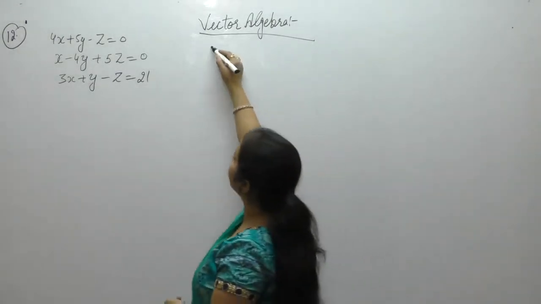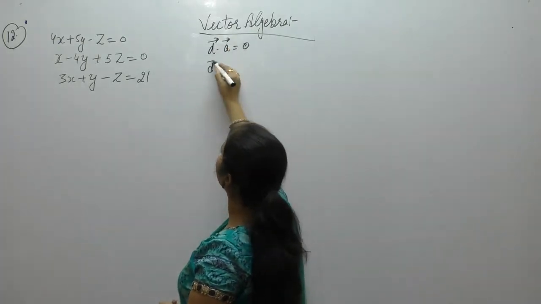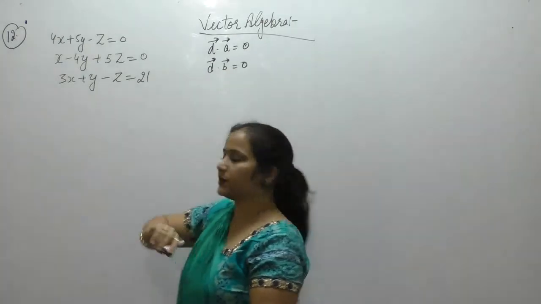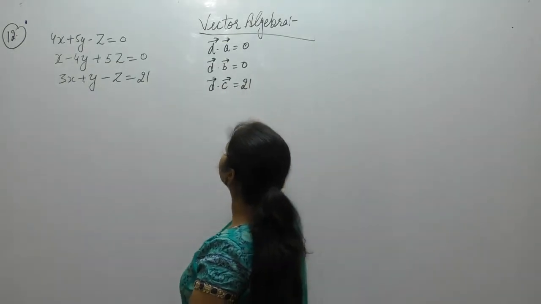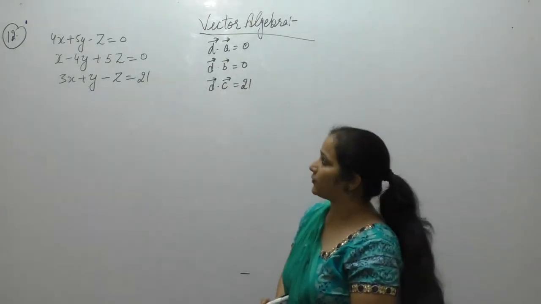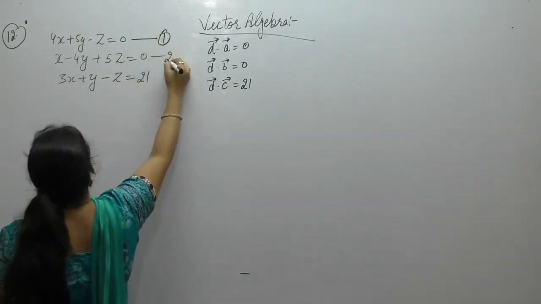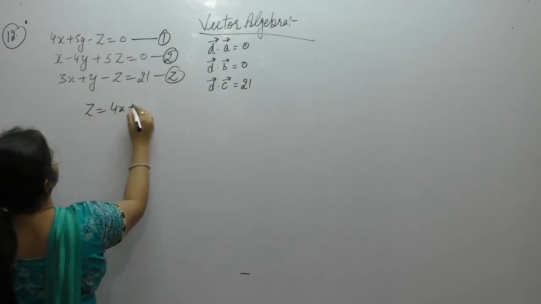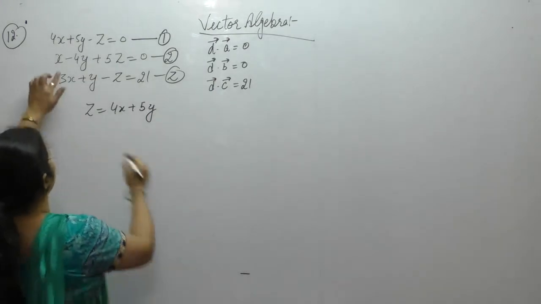D is perpendicular to a and b, therefore dot product of d with a is 0 and dot product of d with b is also 0, and it is given that d dot c has value 21. Now we will have to solve these equations. From first equation, find the value of z. So z is 4x plus 5y. Put this value of z in both the equations.